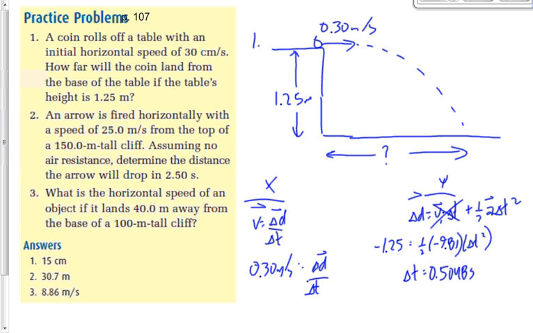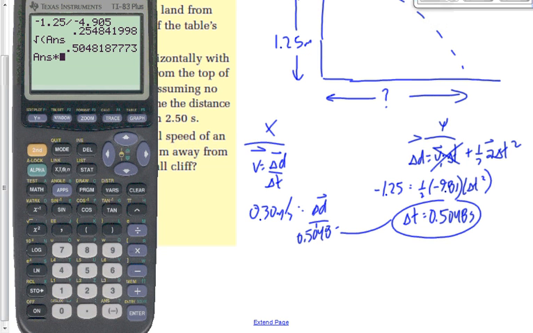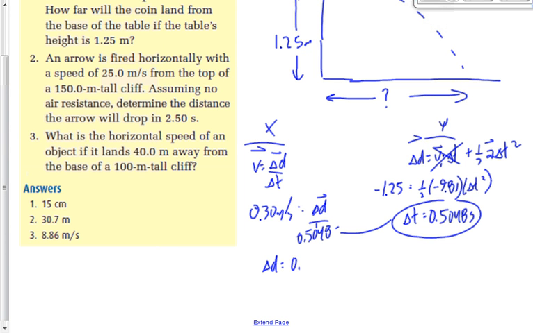What did I just tell you a minute ago? Usually you solve for a time, but usually it's not the time you want. Usually you have to put it into the other equation. So let's take that and plug it in over here. Let's replace delta t with 0.5048. Now we solve for d by multiplying, and we end up getting 0.151, or 0.15 meters.